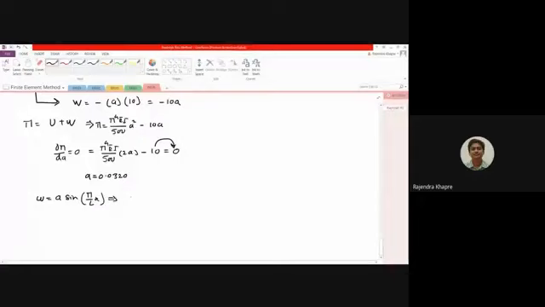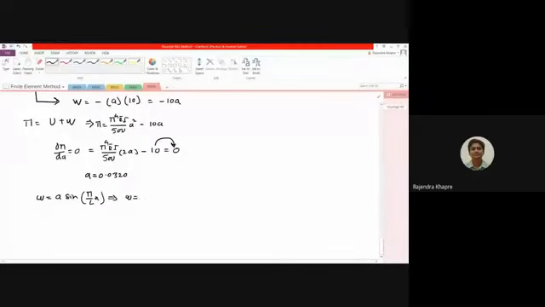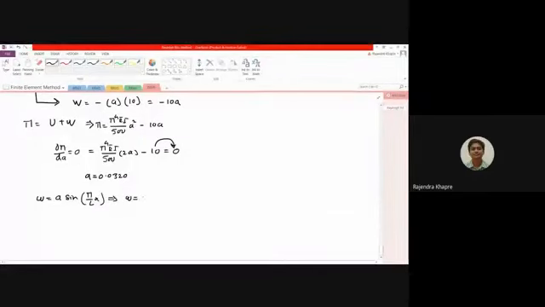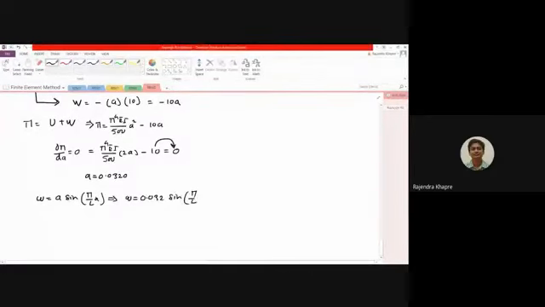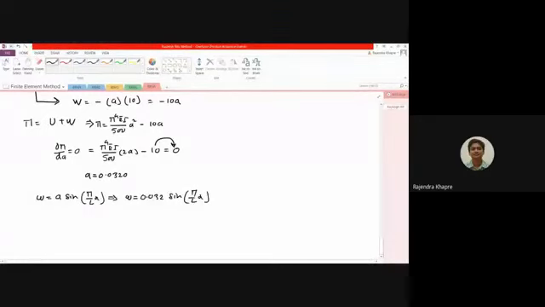So this displacement function W can now be rewritten as 0.032 into sine of pi upon L into X. Okay, so this is the final answer. So now let us substitute the values.